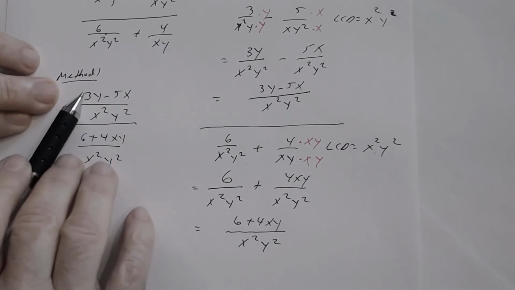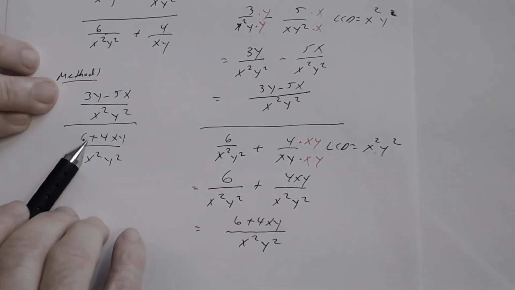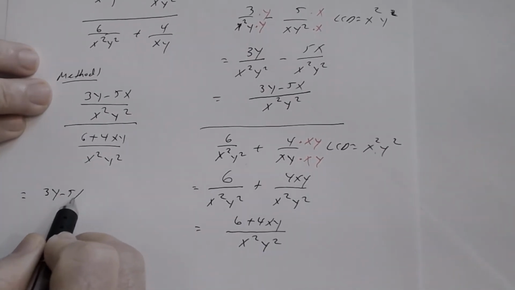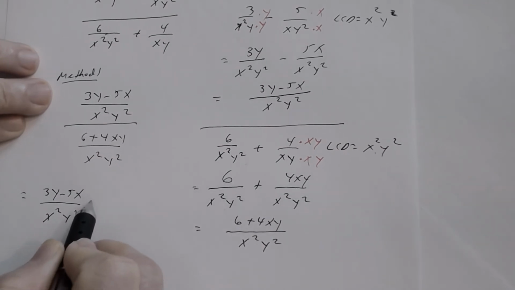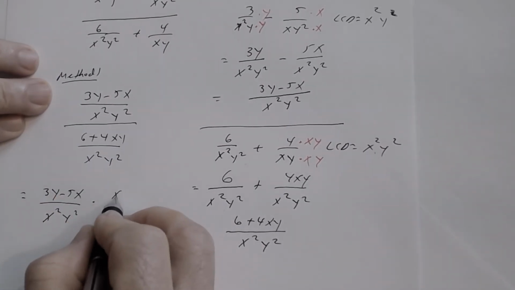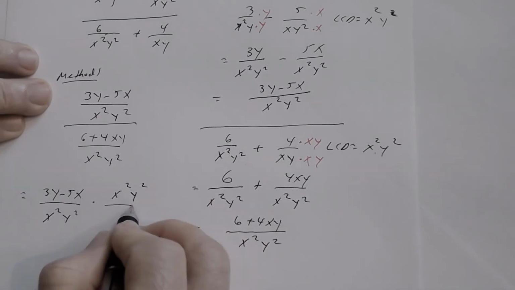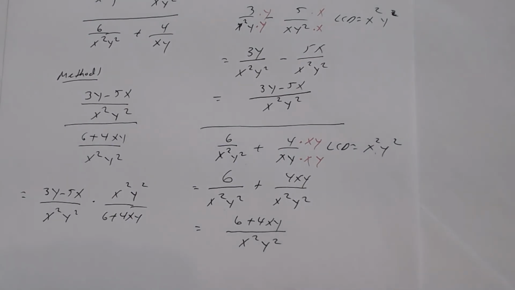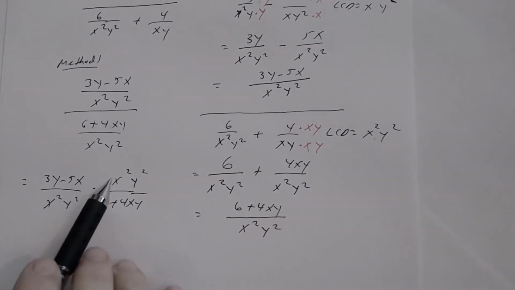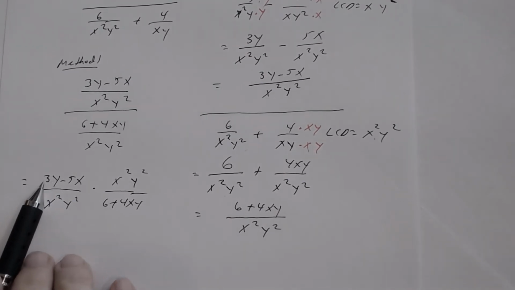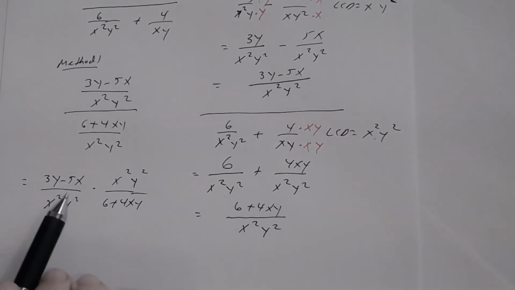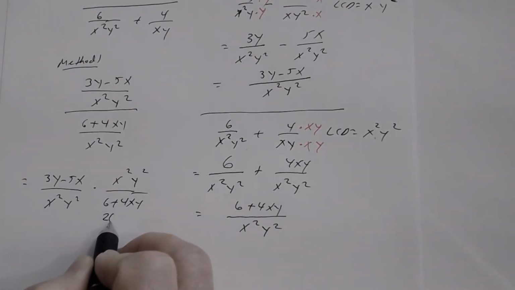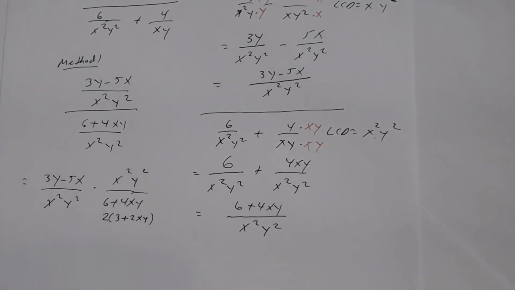Okay, so now once you get to one single fraction divided by one single fraction, you're going to write it as a multiplication problem. So the numerator, 3y minus 5x, divided by x squared, y squared, times the reciprocal of the denominator, x squared, y squared, divided by 6 plus 4xy. Okay? And so now notice we got to factor any polynomials with more than one term. So 3y minus 5x, I can't do anything with it, the GCF is 1 here. I mean, I can factor out a 2, right? But that's not going to help at all, it looks like.